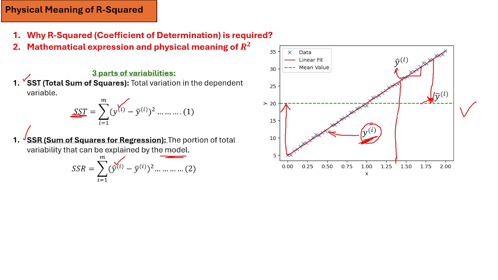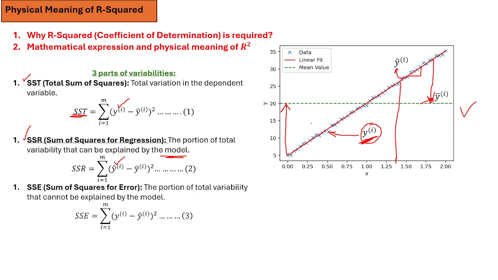Our model, or our prediction line, will not be able to capture the variability completely, and that portion of variability that our prediction line is unable to capture is called the sum of squares for error, or SSE. So by definition, this is the portion of the total variability, or SST, that cannot be explained by the model.